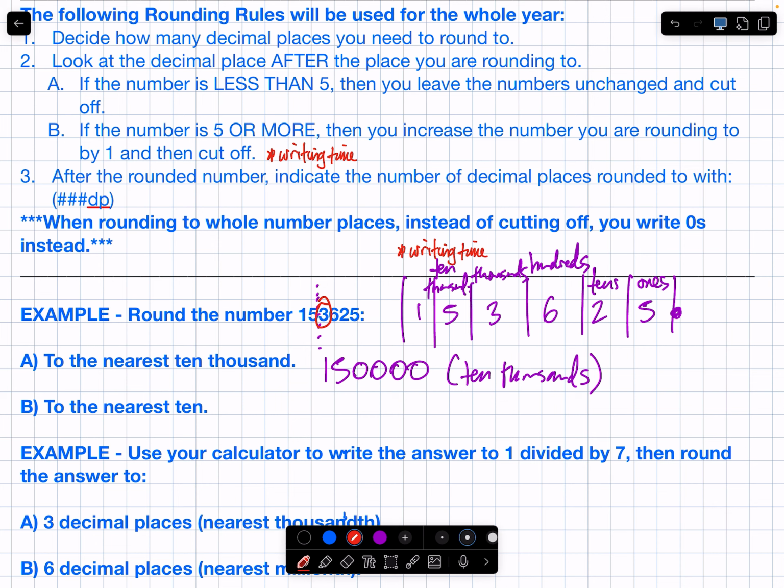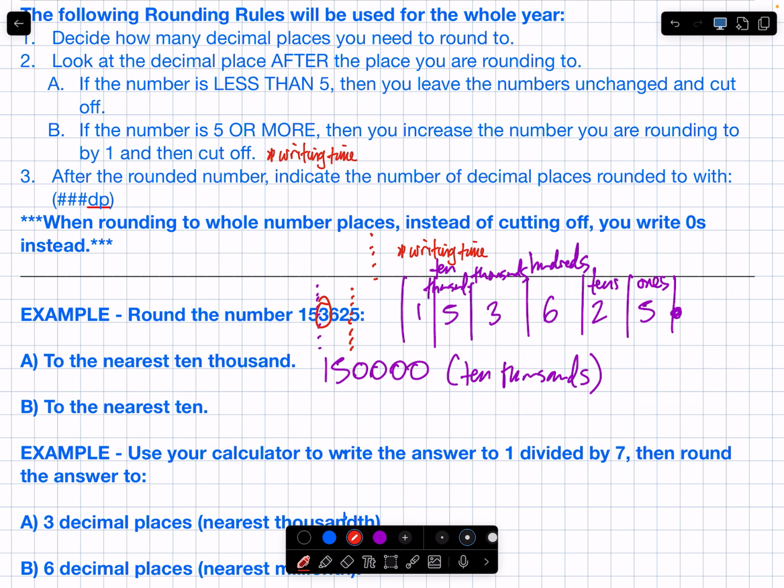Part B. We're using the same number, 153,625, but I want to round to the nearest 10. Where am I going to put my dotted line to indicate the cutoff? Between what? After the 2. I want to cut off between the 2 and the 5. That's my cutoff point. What number do I look at though to make a decision? The 5 or the 2?